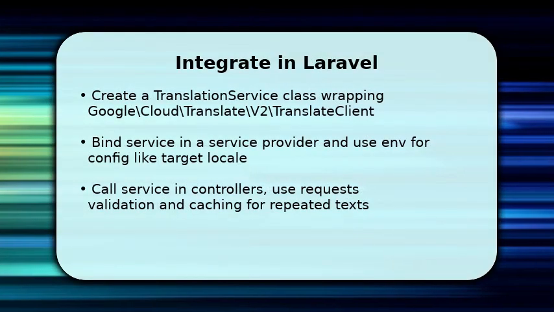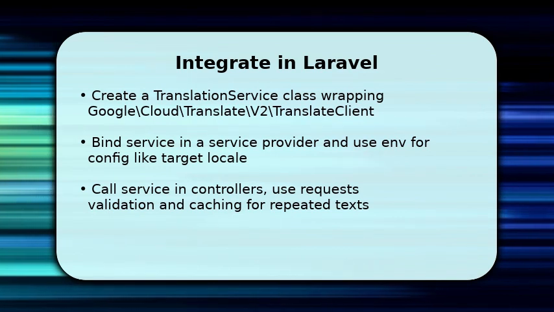Next, implement a translation service that instantiates TranslateClient with your credentials and default options. You do this to encapsulate API calls and error handling. Then bind that service in a provider so you can inject it into controllers and jobs.